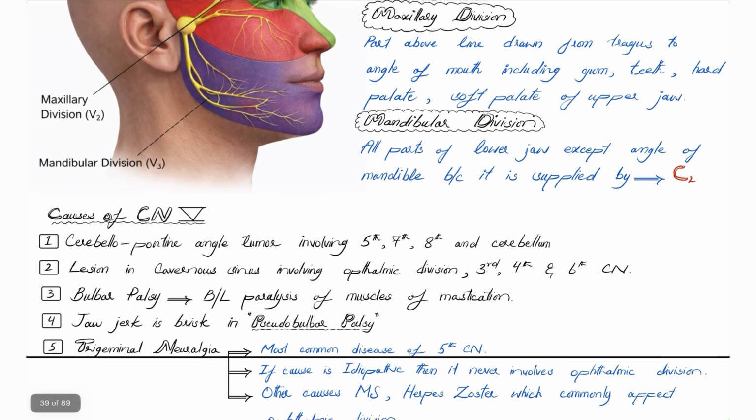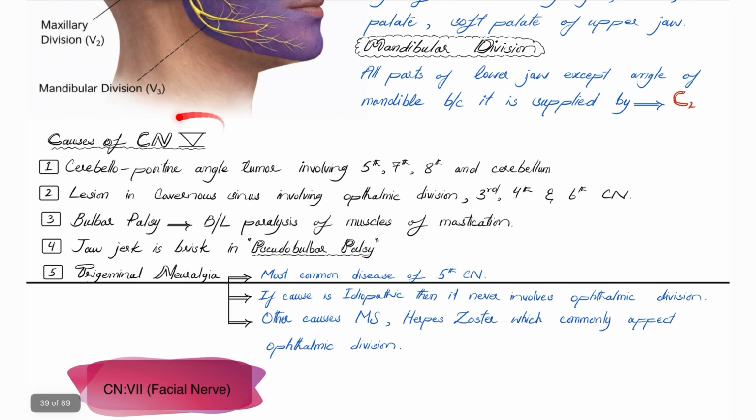Now, what are the causes of trigeminal nerve palsy? Cerebellopontine angle tumor, which involves the trigeminal nerve, facial nerve, vestibulocochlear nerve, and cerebellum. A lesion in the cavernous sinus, which involves the ophthalmic division of the trigeminal nerve, oculomotor nerve, trochlear nerve, and abducent nerve. And bulbar palsy, which leads to bilateral paralysis of the muscles of mastication. And the jaw jerk is brisk in pseudobulbar palsy.